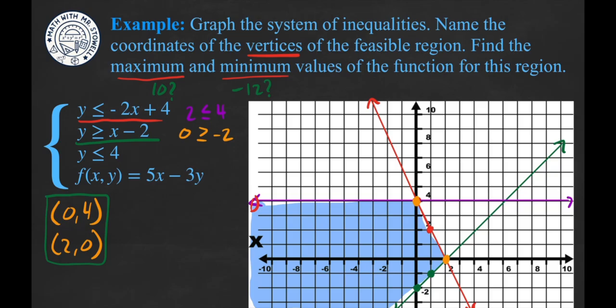Let's try, for example, 0, comma negative 2. This will give us the grand total of 0 plus 6. Well, that's not bigger than 10 or smaller than negative 12. Let's try another value. Negative 10, comma 0. This will give us 5 times negative 10, which is negative 50, minus 0, it gives us negative 50. Wait, negative 50 is smaller than what we thought the minimum was. So we have no minimum value. So negative 12 is not our minimum because this is unbounded. In this case, we would have our maximum being 10.